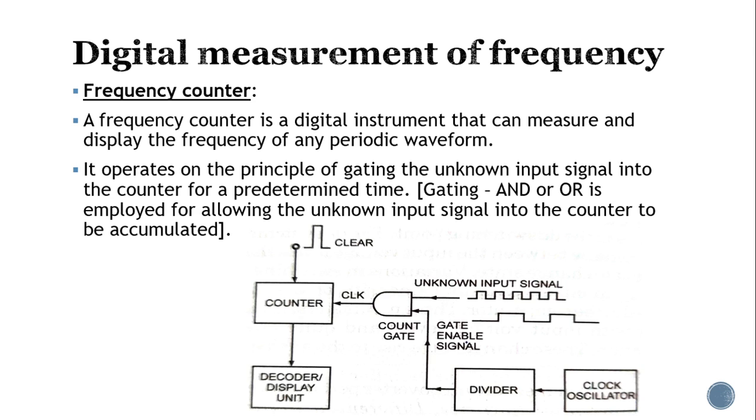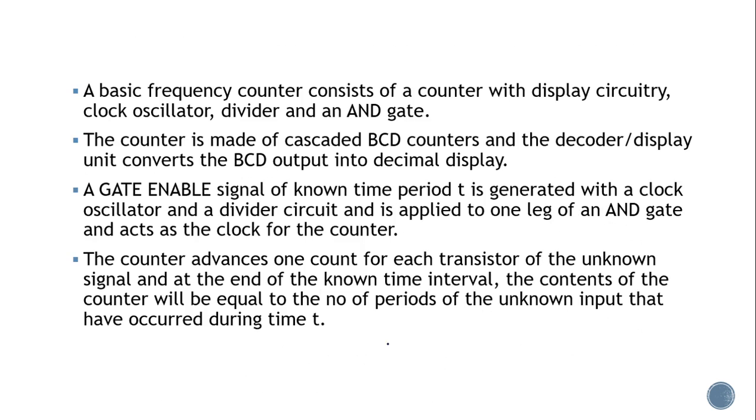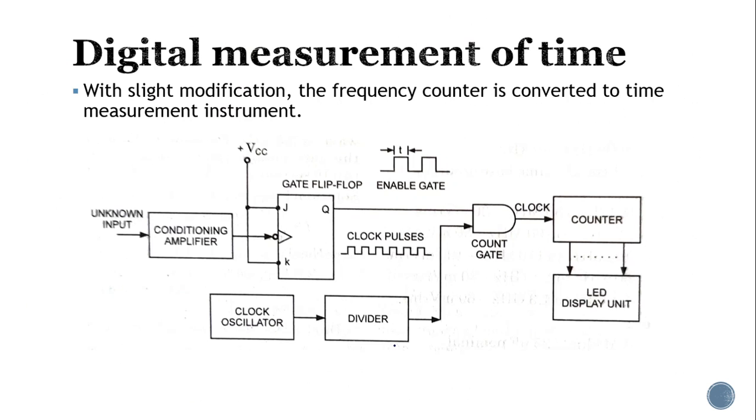In order to get a proper calculation, or to adjust the frequency of the gate enabled signal, you use a divider. The clock oscillator output is divided into steps, and according to our requirement, you can take the particular output. Next, we can see how to measure time.